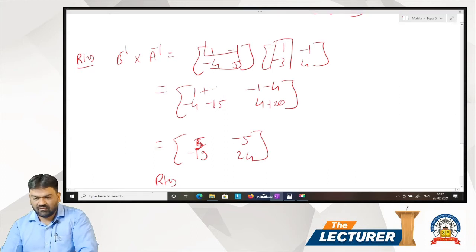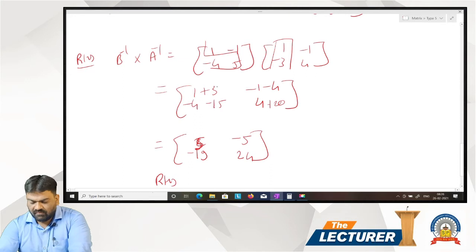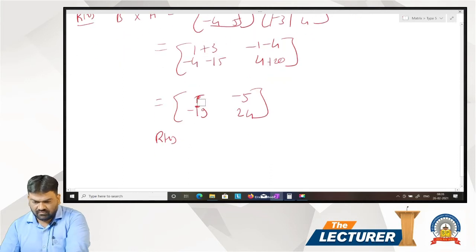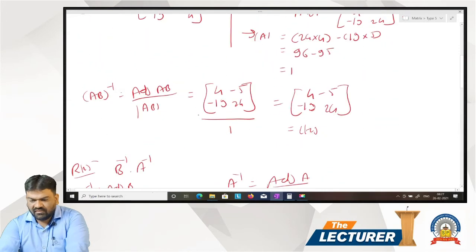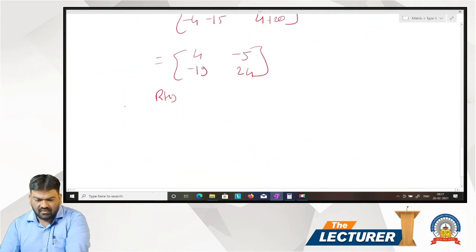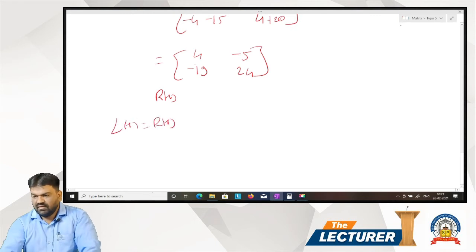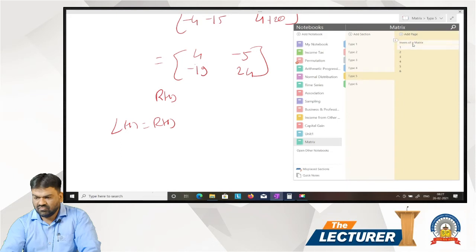Here 3, not 4. So 3 plus 1, that is 4. 20 plus 4, 24. 4 minus 5 minus 19, 24. Left hand side is equal to right hand side. This is your answer. Next, example number 2.